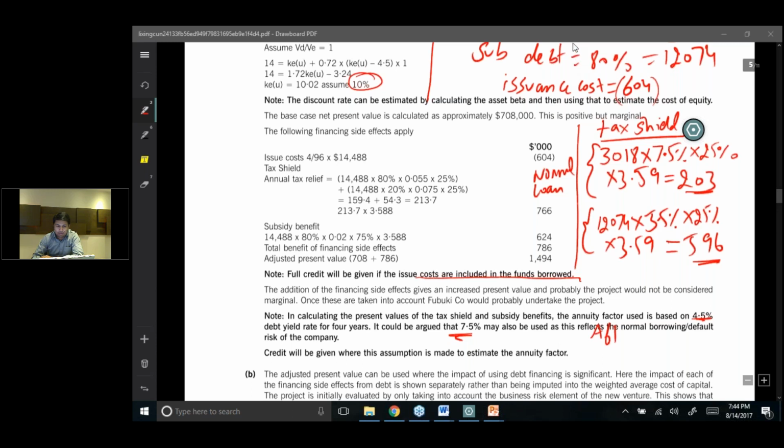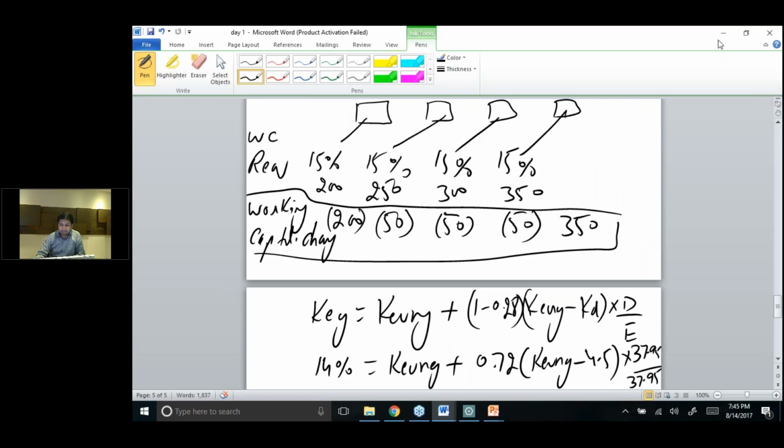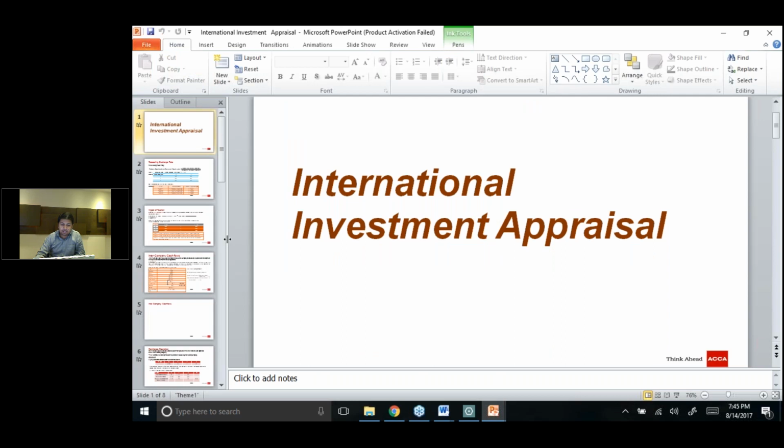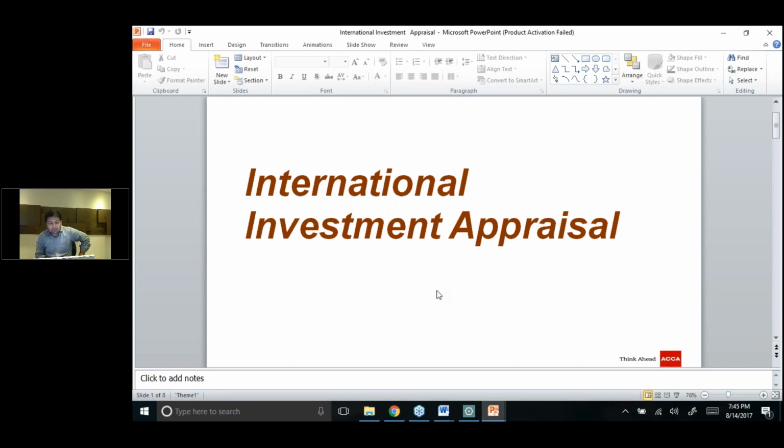Okay, now I'm moving to the next area, that is international investment appraisal. Okay, this is a very important area. Often there is a 50 marks question from international investment appraisal, but it can be a 25 marks question from this area.